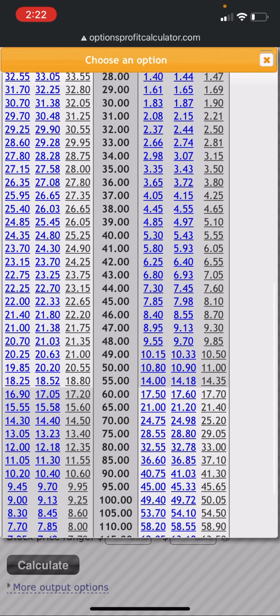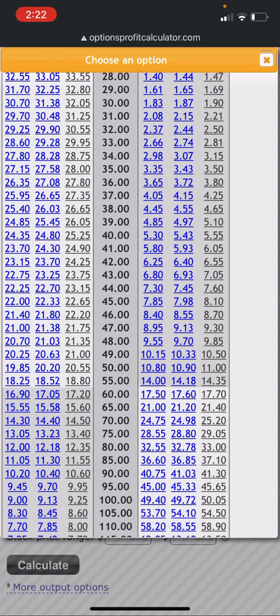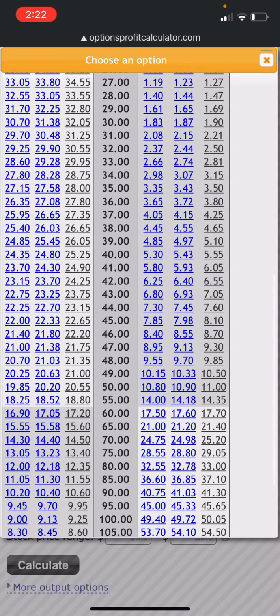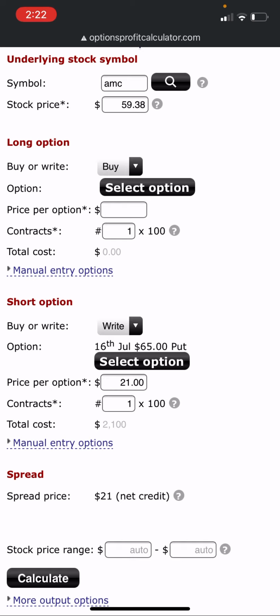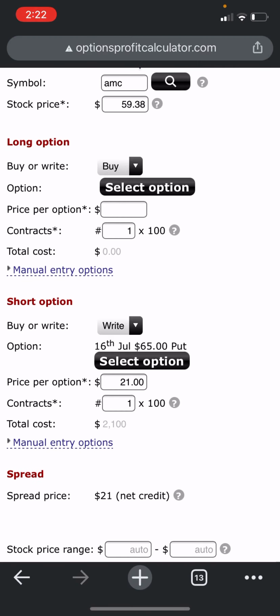Let's say we want to collect a lot of premium. Let's say we're expecting AMC to go up. Remember, a put credit spread is a bullish strategy. We're expecting our put to become worthless. So we're going to pick a short put at 65, okay? I'm going to hit the bid here, just like I would in TD Ameritrade. I'm going to hit the bid here at 65 for $2,100. So that's going to be $2,100. And as you can see, the total cost is $2,100, okay? At the 65 put. I'm writing that put.